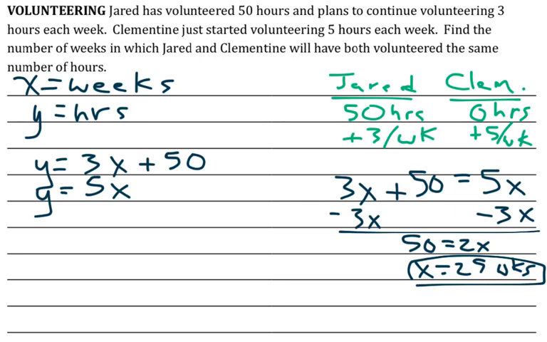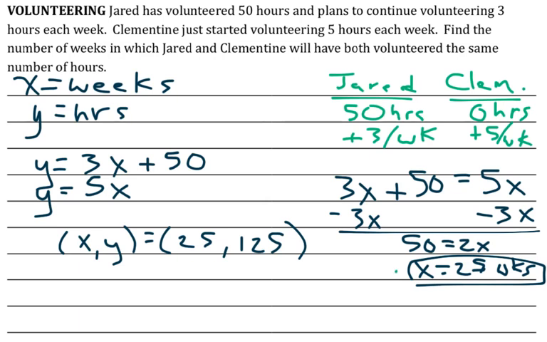Once you solve this, you'll find that x is 25 weeks. Just like last time, there's no reason to put x, y equals 25, comma, but it's good to always do it out of habit. And so if I do 25 times 5, I get 125. If I check it in the other equation, 3 times 25 is 75, and 50 gives me 125.